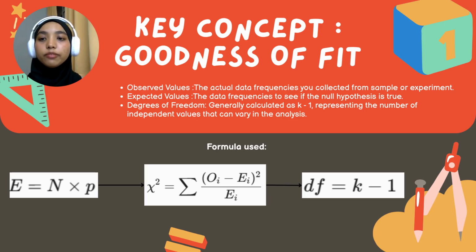The formula that we use is E equals N times P, where E represents the expected frequency, N is the total sample size, and P is the expected proportion. Next we have the chi-square statistic, which is calculated by the sum of observed frequency minus expected frequency, to the power of 2, divided by expected frequency. And lastly, we calculate the degrees of freedom, which is k minus 1.